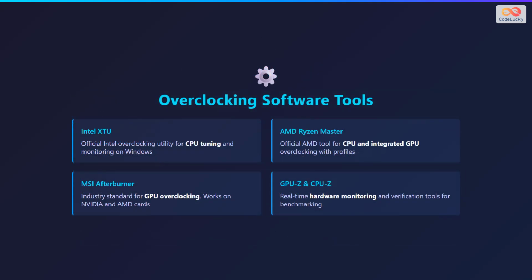Several software applications are essential for overclocking. Intel XTU is the official Intel overclocking utility designed specifically for Intel CPUs on Windows. AMD Ryzen Master is AMD's equivalent, tailored for Ryzen processors with built-in profile support. MSI Afterburner is the industry standard for GPU overclocking and works on both NVIDIA and AMD graphics cards. GPU-Z and CPU-Z are invaluable monitoring tools that display real-time hardware information including temperature, voltage, and current clock speeds. These tools help you verify your overclocking results and ensure stability.